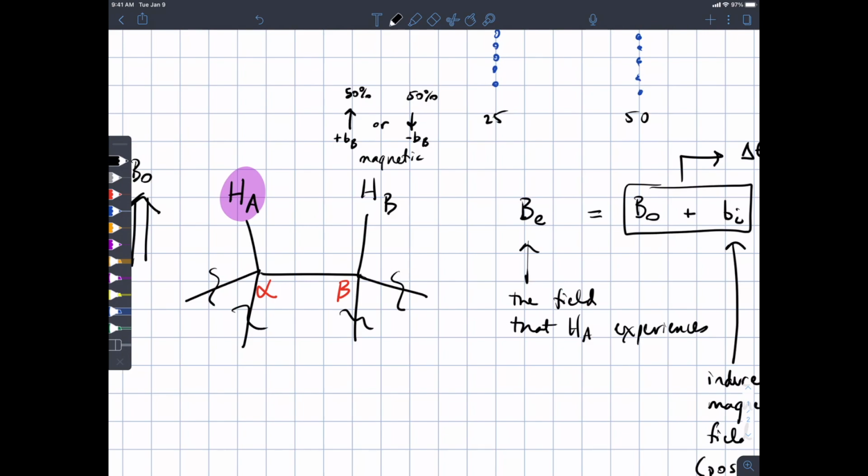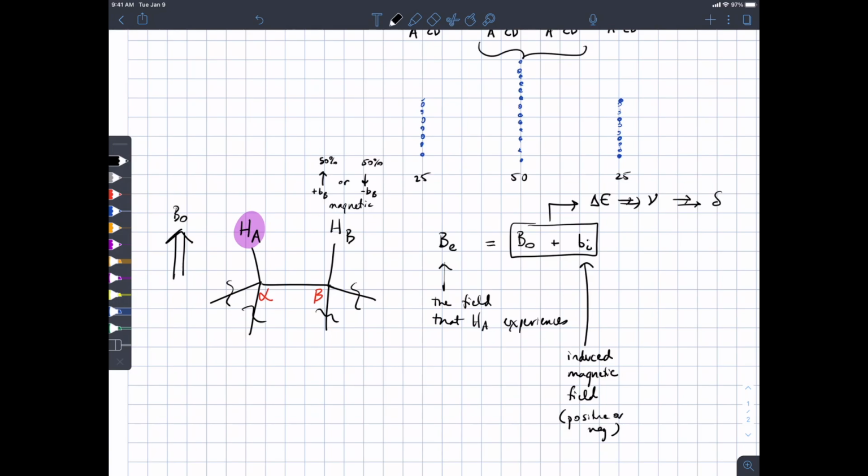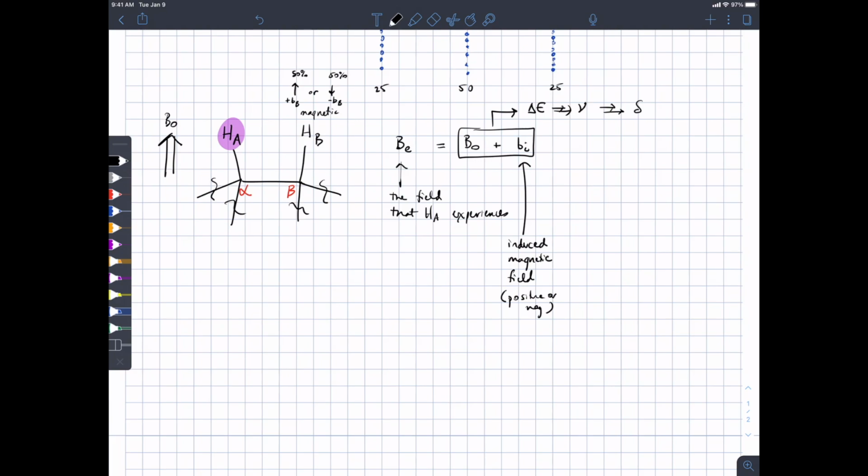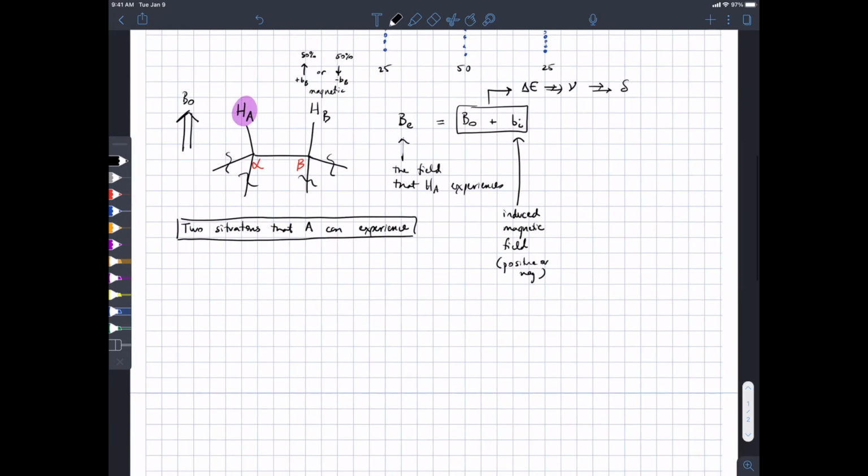You accept the fact that B's got 2 possibilities. So A is the observer and B is the coin flipper. And so now, instead of there just being one situation for A, there are 2 situations that A can experience. 2 possibilities. Of course, each proton A only experiences one of these 2 possibilities, but we've got gazillions of molecules in solution, and so each of them can experience one of these 2 situations with equal probability.